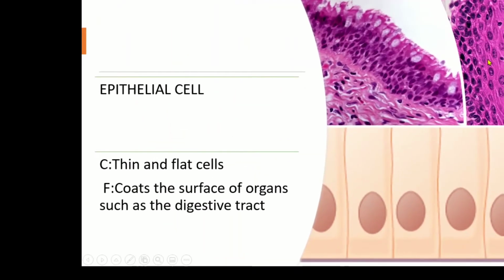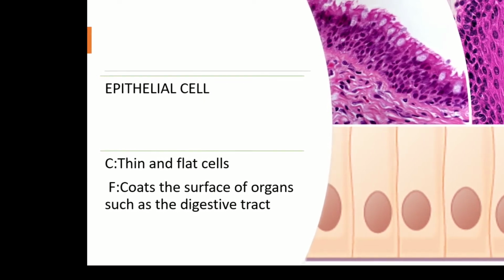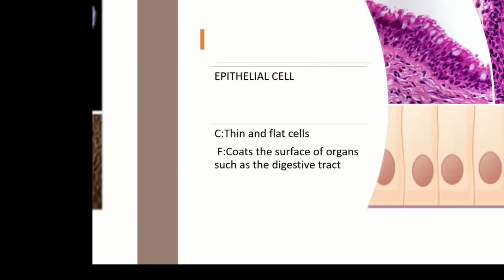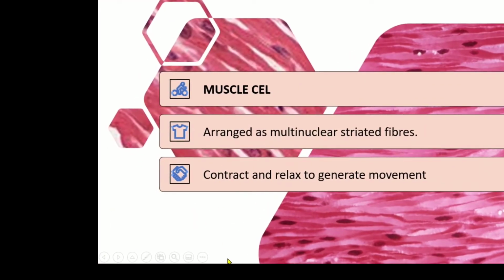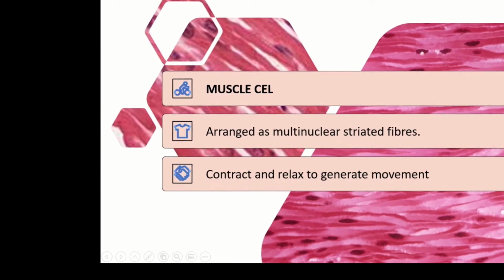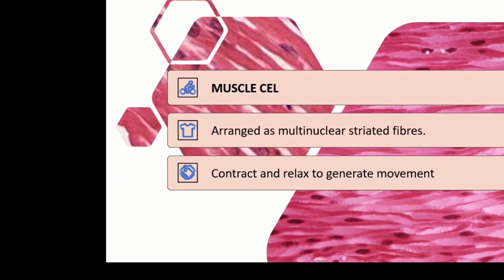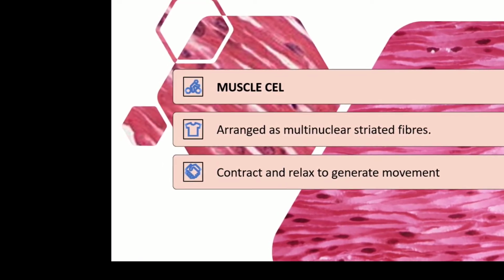Epithelial cell is a thin and flat cell, and it coats or covers the surface of an organ such as the digestive tract. Next one is the muscle cell. It is arranged as multinuclear striated fibers, and the function is to contract and relax to generate movement.